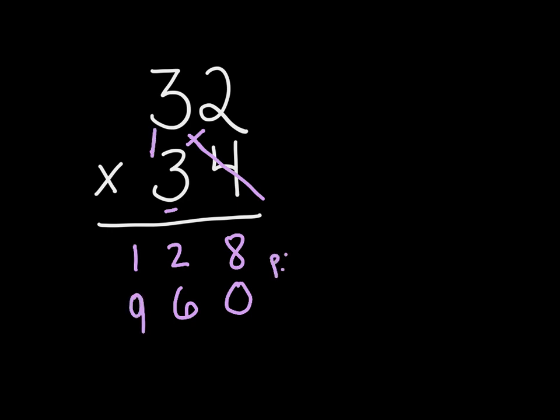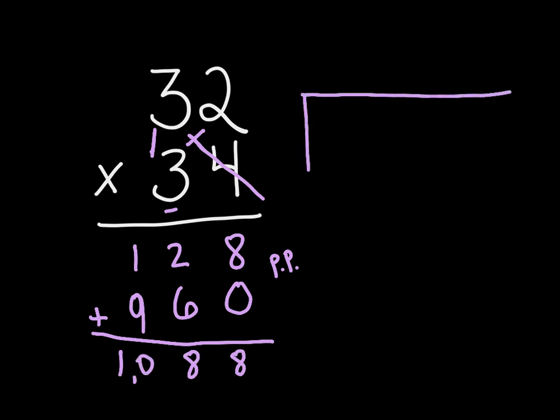These are your partial products, and we always add them. So we have 8, 8, and 10. 1,088. But now, let's try it using an area model.